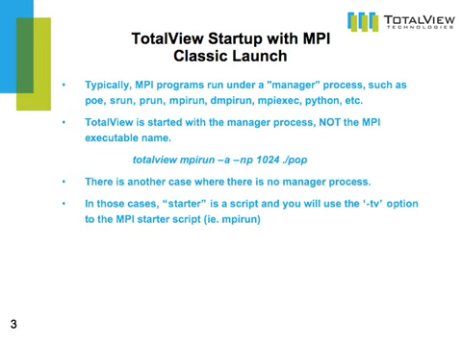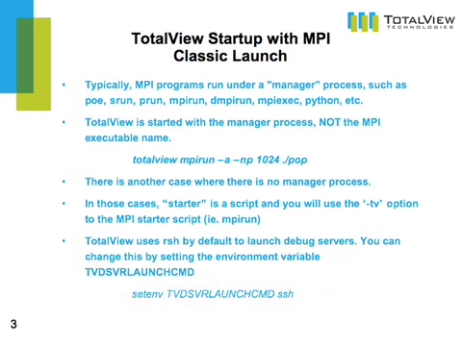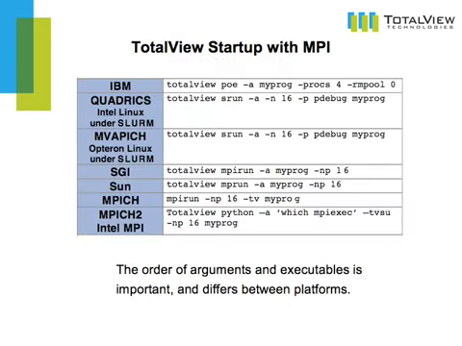And TotalView uses RSH by default, but this can easily be changed with the set n command to SSH. The actual parameters used to start up MPI with TotalView differ from platform to platform. This is a brief list showing you examples of how they may be started with each of them. Please reference our documentation for further details.